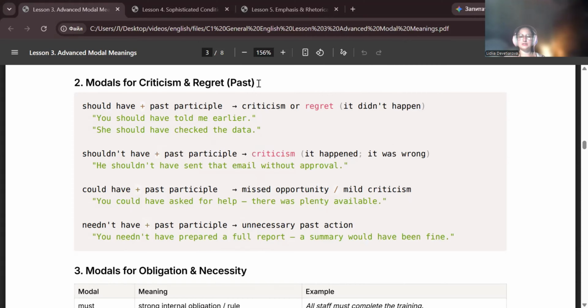Could have plus past participle. Missed opportunity, mild criticism. You could have asked for help. There was plenty available.